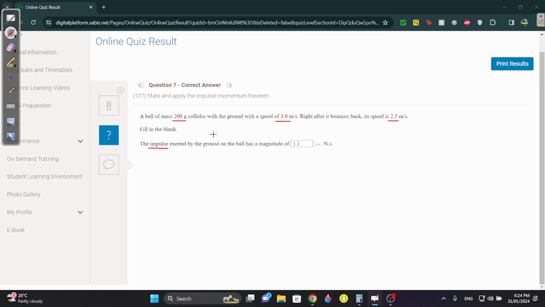So how can I find the impulse? I will have to use the equation delta p equals m delta v. Okay, delta p is the impulse, we're trying to find it. The mass is 200 grams, so we have to keep it in kilograms, so we divide by 1000 and it becomes 0.2 times delta v. What is delta v? Delta v is velocity final minus velocity initial. Right? Change in velocity.